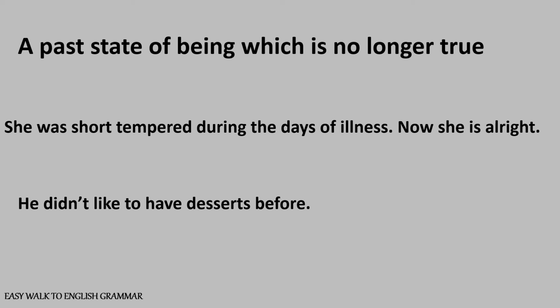Now he started to eat. Now he likes to have desserts. So his dislike to have desserts is no longer true because he likes to have desserts now. So, to express this past state of being, which is no longer true, we can use simple past tense.